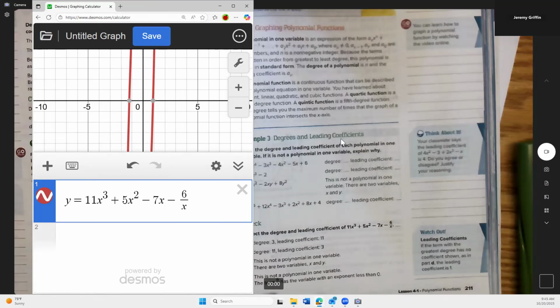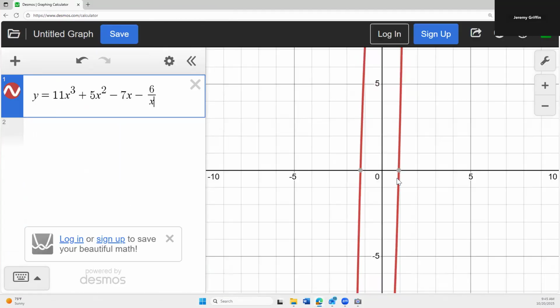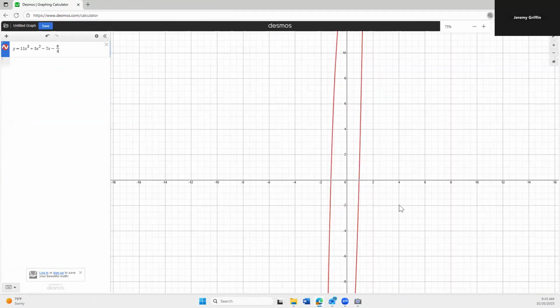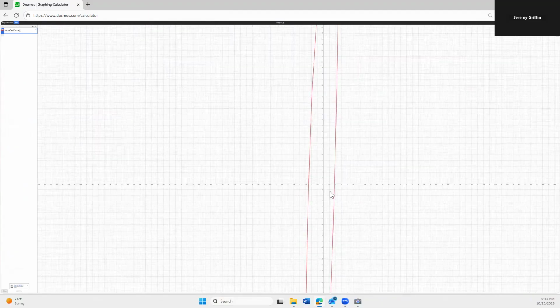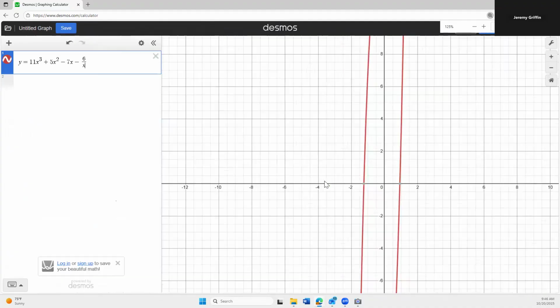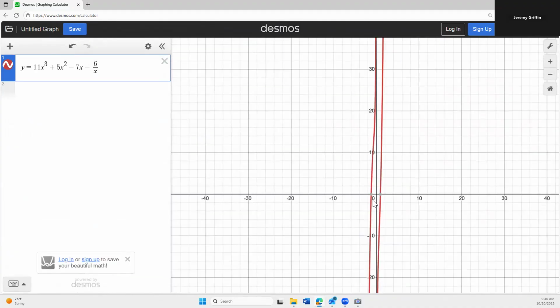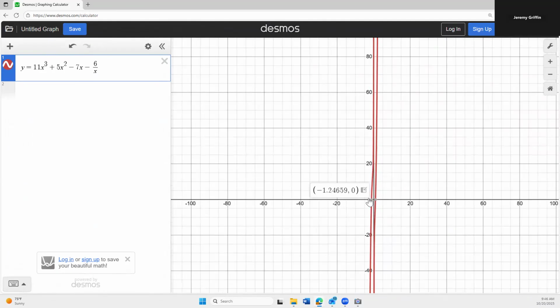Okay. So all I did was take that expression right there and plug it into Desmos. Okay. And well, can you guys kind of see there's going to be a vertical asymptote on the y-axis? Okay. So x cannot be equal to 0. Now, if I zoom out, okay, it's just a wacky looking function.